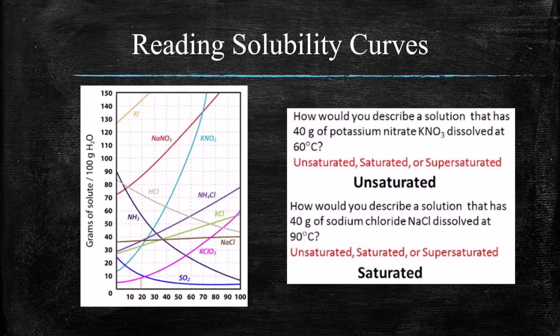Again, we look at how we describe the solution of 40 grams of sodium chloride dissolved at 90 degrees Celsius. So we go all the way to the right to 90, and then go up to 40 grams, and then we can see the sodium chloride, NaCl, and we see that that is a saturated solution.